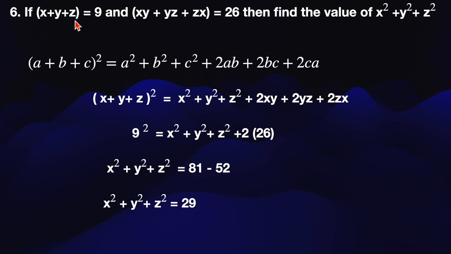x plus y plus z is equal to 9 and xy plus yz plus zx is equal to 26. Find the value of this. So write down this identity. Write it down. So this they have given as 9. So this is 9 square. This we have to find out. Leave it as it is. Take out 2 common. So what is left is in the bracket. This will be left in the bracket. Put that as 26. Solve this. You will get the answer.